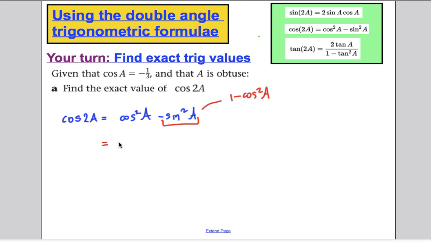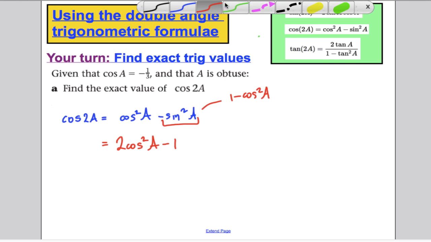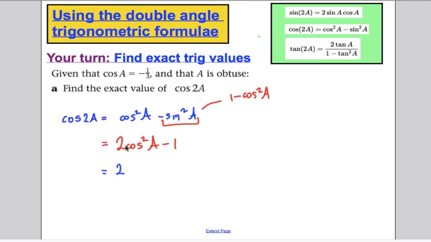So actually this is simply 2 cos squared a take away 1 if I substitute that in here instead. So we would have an answer 2 times negative a third squared take away 1. Well, that would therefore be 2 ninths take away 1, and the answer would be negative 7 over 9.